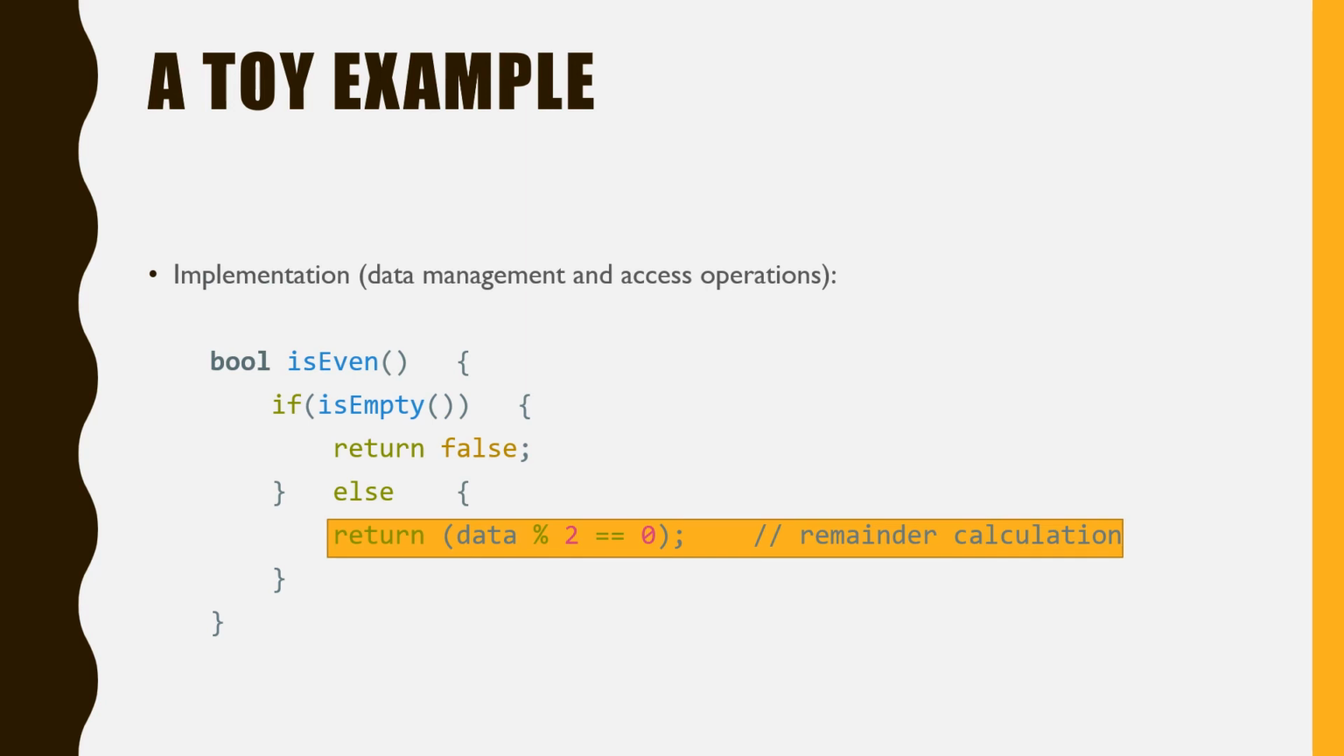For isEven, we will also call isEmpty first and return false if no data is stored. Otherwise, we will calculate the remainder of the stored integer when divided by 2. If the remainder is 0, then the highlighted expression will evaluate to 1, which indicates a return value of true. Otherwise, the function will return false.